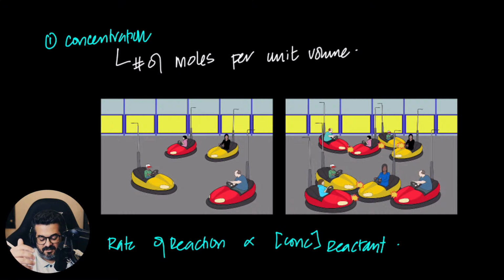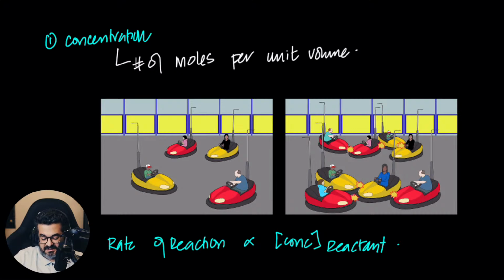Yes, Saad, you're absolutely right. If there are more particles, there are more collisions per second. You don't say more collisions, you say greater frequency of collision. We are not concerned about total collisions. Remember, rate as an idea is something happening per second or per minute. So we want more collisions per minute. And if there are more collisions per minute, the total effective collisions also increase. Therefore, the rate of reaction increases.